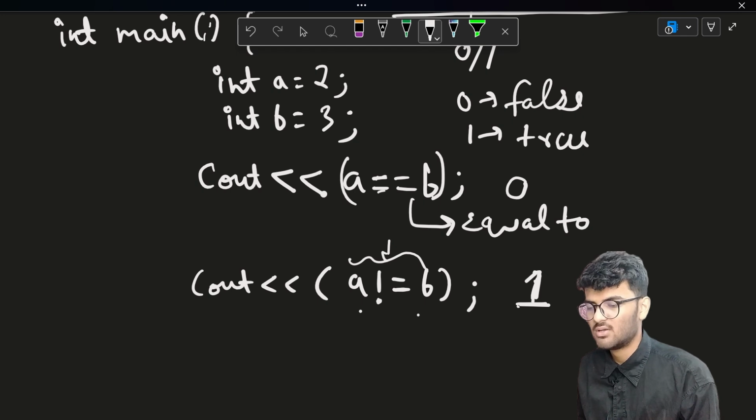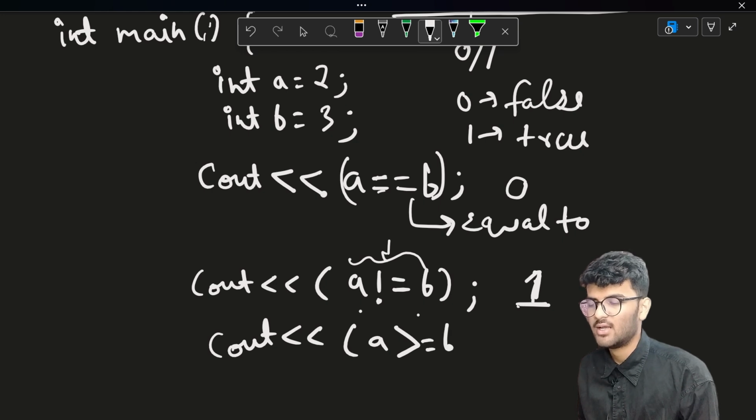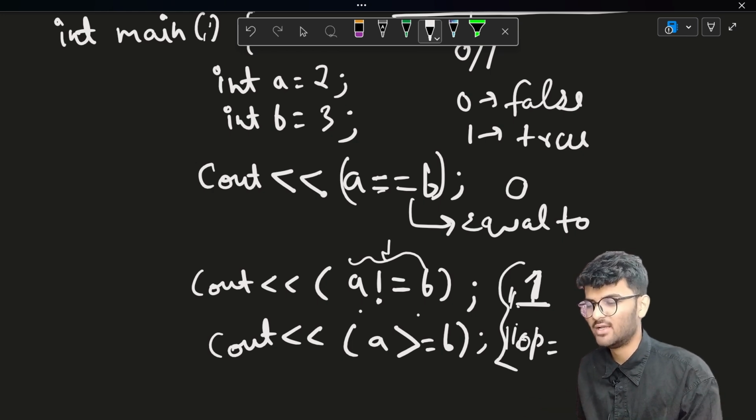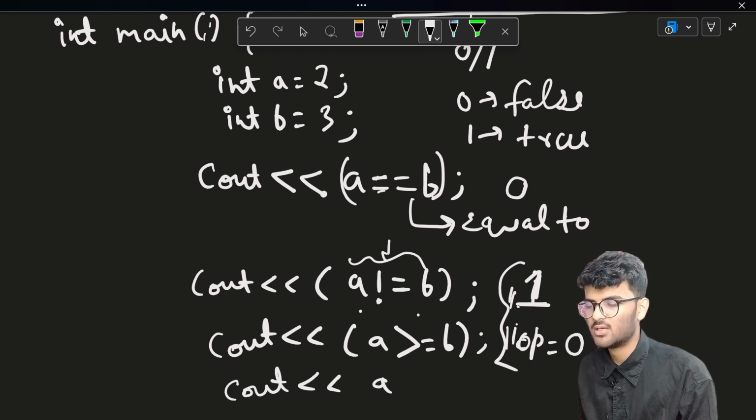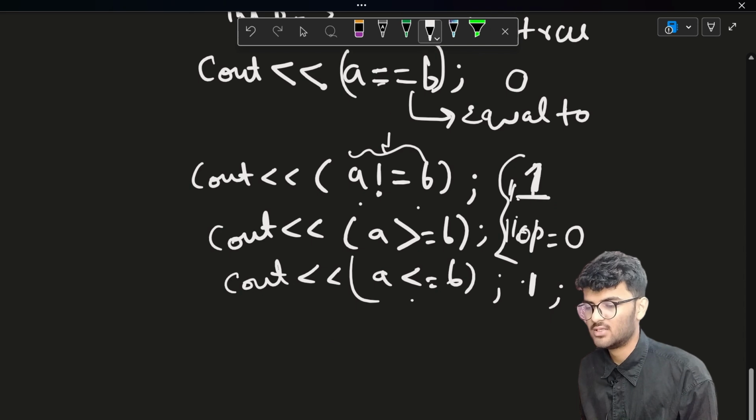And similarly cout a greater than or equal to b. क्या a b से बड़ा है, तो it will give output as, these are comments, so ये इसको अपने प्रोग्राम में ऐड ना करना. क्या a बड़ा है b से? No, a बड़ा नहीं है because a is 2 and b is 3. So it will give 0. And you can check a is smaller than or equal to b. It will give yes, true, that is 1.